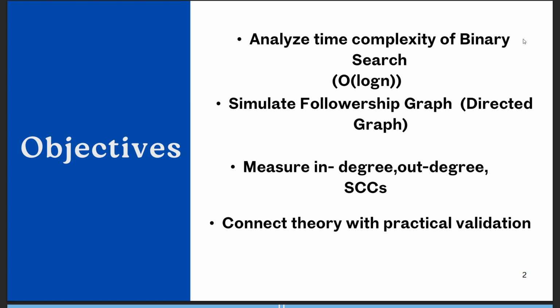Our project had four main objectives. First, to analyze the time complexity of binary search and check if it matched the expected log n behavior. Second, to simulate a followership graph as a directed graph. Third, to measure in-degree, out-degree, and SCCs, or strongly connected components. And finally, to connect the theory with practical experiments and plots.